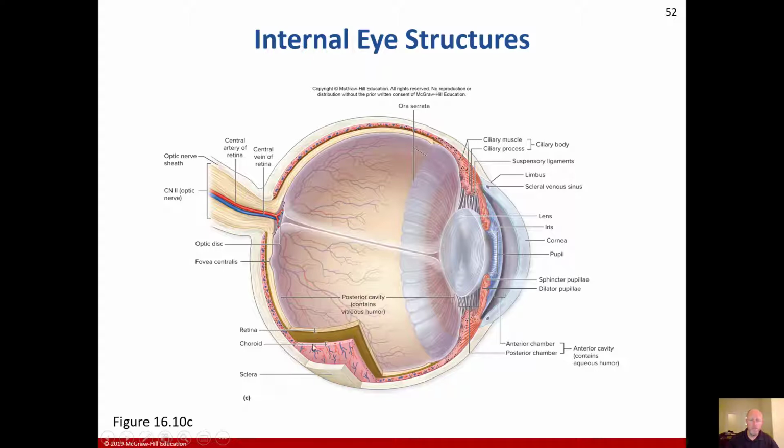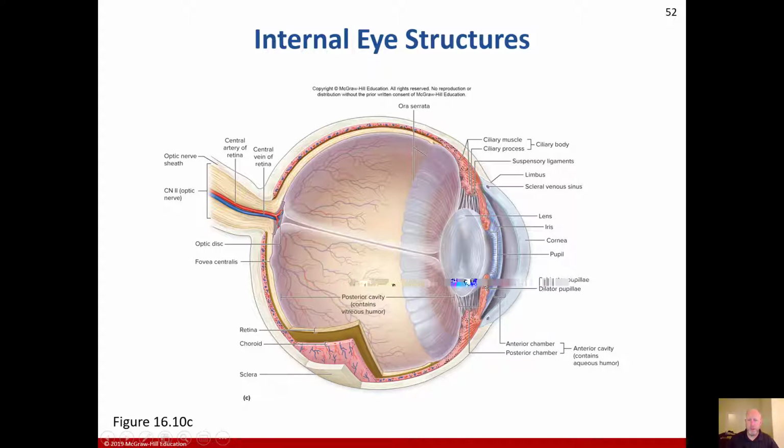The retina, our choroid. If they're taking away layers here, right? The sclera. Here we have the posterior cavity, which contains the vitreous humor, all the way through here. Our posterior chamber, our anterior chamber, this gray area through here, including our anterior cavity, which contains both the posterior chamber and the anterior chamber. And this contains the aqueous humor.